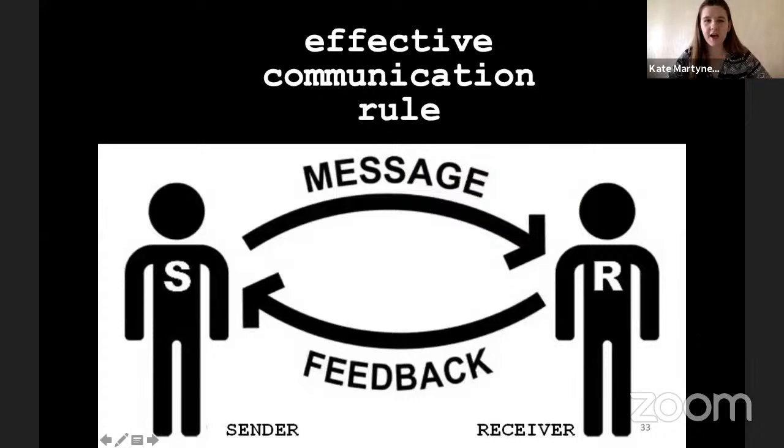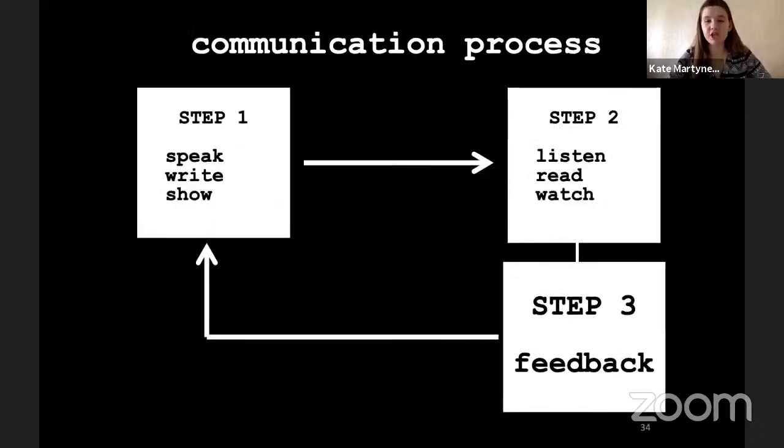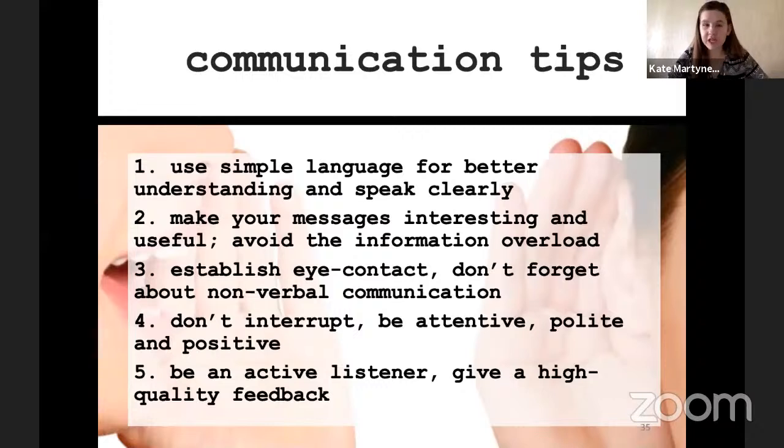Okay. And to summarize, the effective communication rule: we have sender and receiver. Communication process. Step 1, speak, write, show. Step 2, listen, read, watch. And step 3, give feedback. Communication tips. Use simple language for better understanding and speak clearly. Make your messages interesting and useful. Avoid information overload. Establish eye contact. Don't forget about nonverbal communication. Don't interrupt. Be attentive, polite, and positive. Be an active listener. Give high quality feedback.